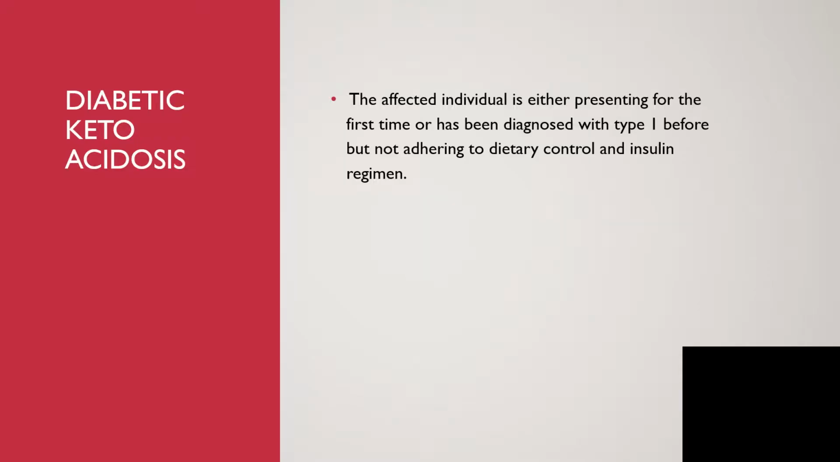Hi everyone, I want to talk about DKA, diabetic ketoacidosis. Okay, let's go. Diabetic ketoacidosis will present either as the first sign of type 1 diabetes mellitus, or the individual has been diagnosed with type 1 diabetes mellitus before, but has not had any dietary control and insulin regimen. So the individual is now down with a high level of glucose, acidosis, and everything else.